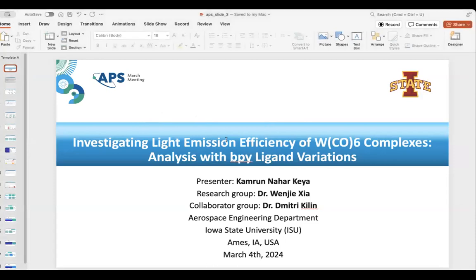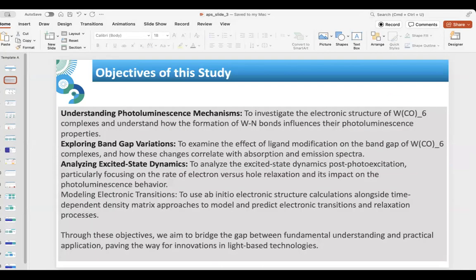So the title of this work is Investigating Light Emission Efficiency of Metal Complex Structure. Here we use tungsten metal complex, and we are trying to analyze it with different bipyridine. The main objective, like why we are doing this work, is because we are trying to see the behavior of photolysis in transition metal complexes.